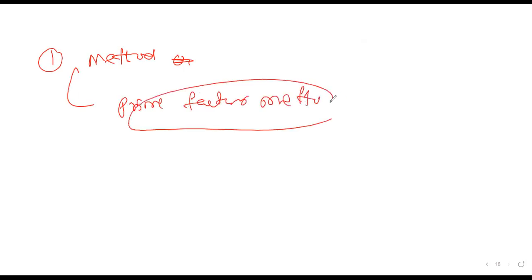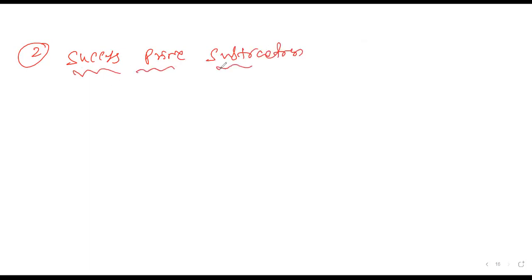Can I say another method to find the square root of a number? Second method is what? Successive subtraction method. Copy the method: successive subtraction method. So how to find the square root of a number by doing this method?